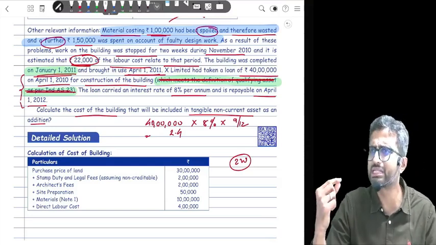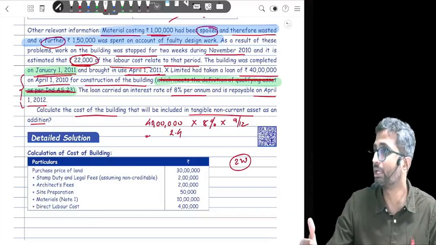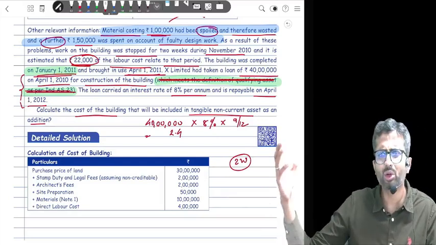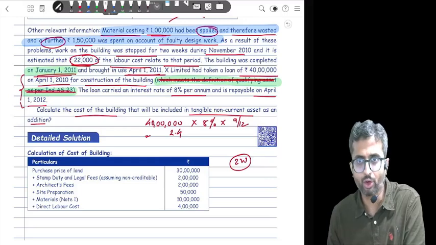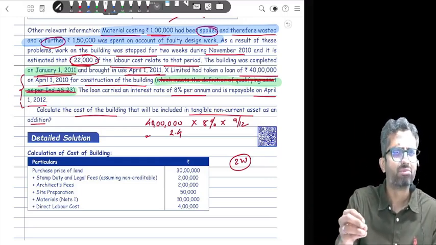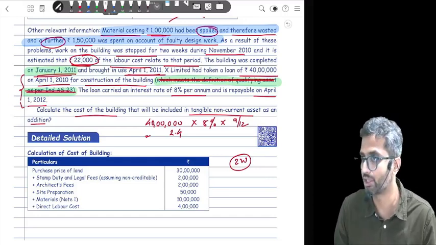Here, what do you think? Is 2 weeks, that is half a month approximately, an extended period of interruption? Yes or no? Out of the 9 months of project life, that is approximately 250 to 270 days, 2 weeks is hardly 14 days. It does not appear to be an extended period.